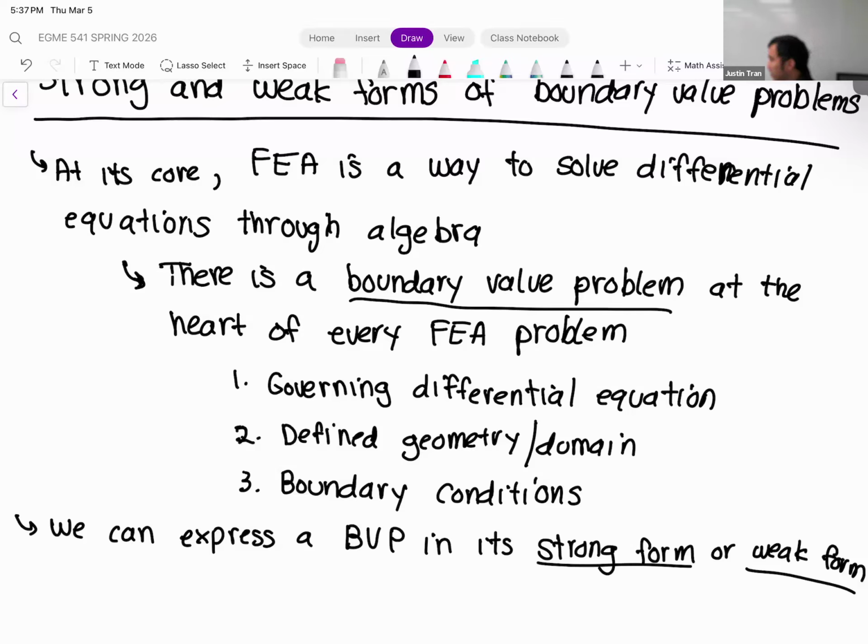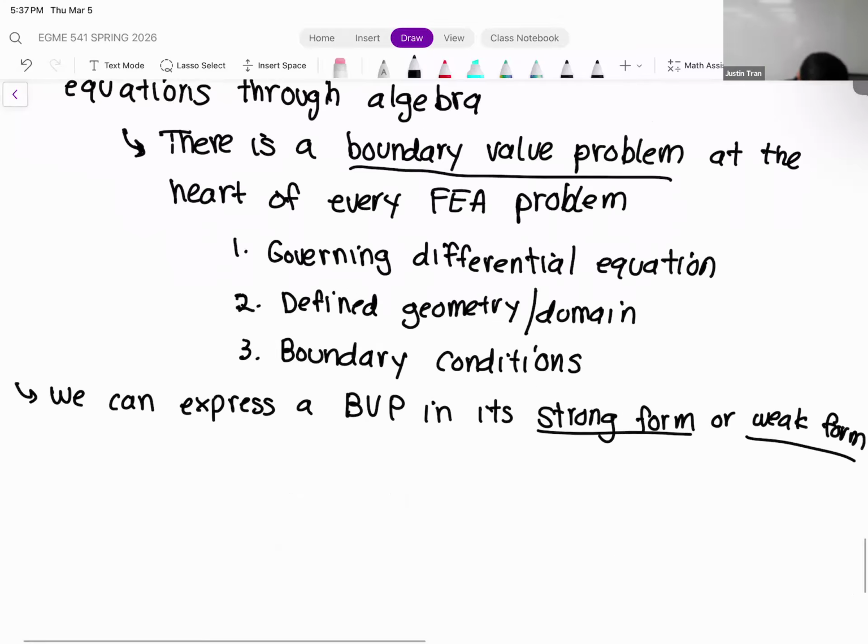Okay. And despite its names, the naming is kind of unfortunate because I think people associate strong with good and weak with bad. The strong form and weak form, it doesn't imply that one form is better than the other. They're simply just different ways to formulate the same problem.